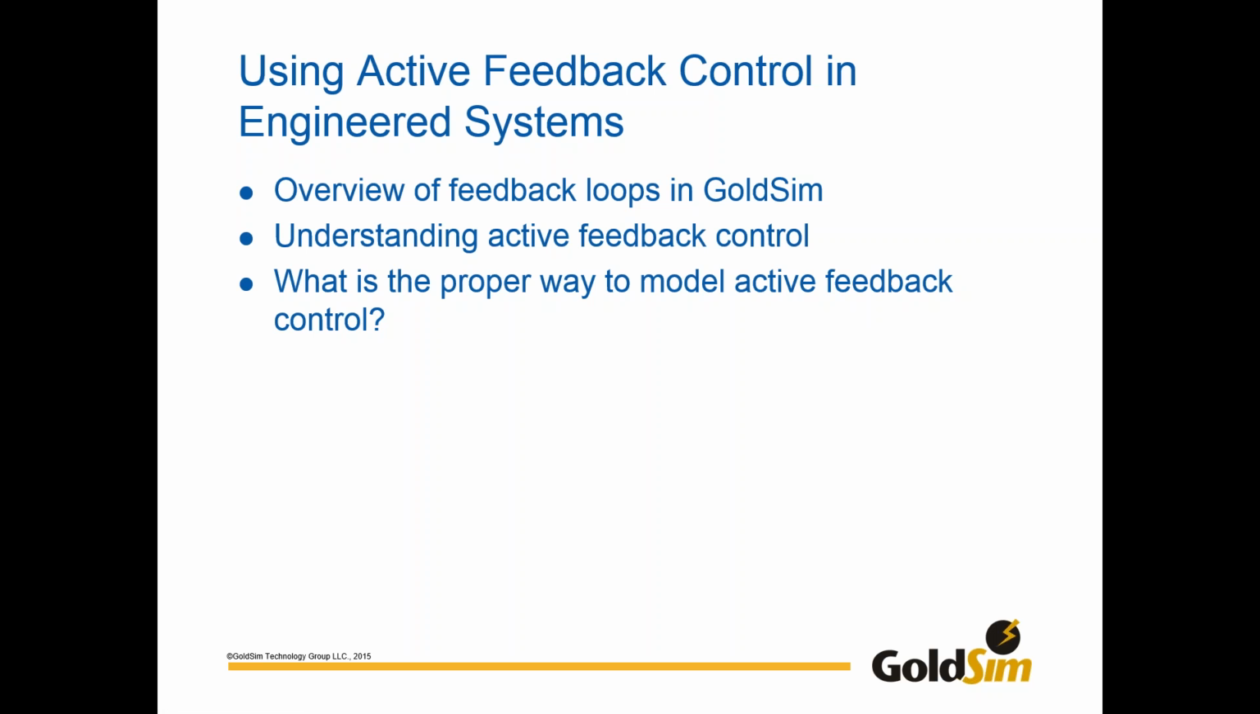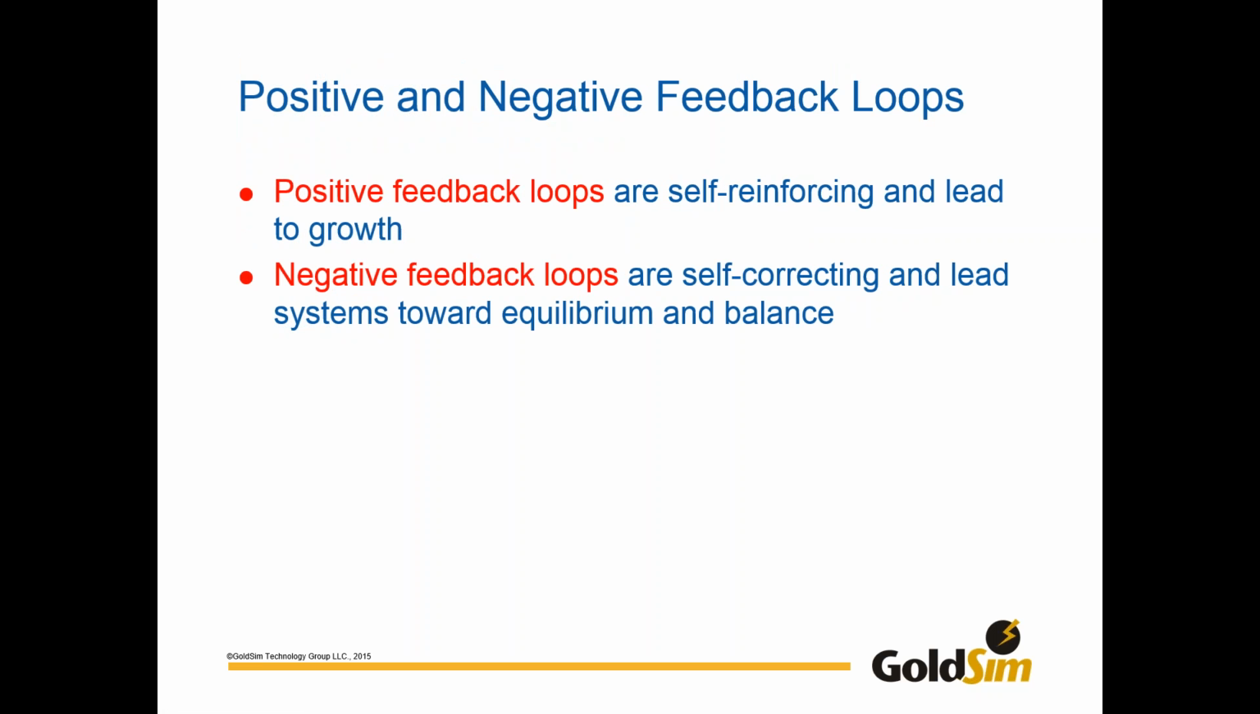Why does my model behave incorrectly? Look what it's doing. What am I doing wrong? So I'll show you some examples of the wrong way to do feedback control and how it can get you into trouble. But let's first talk a little bit about feedback loops in general.